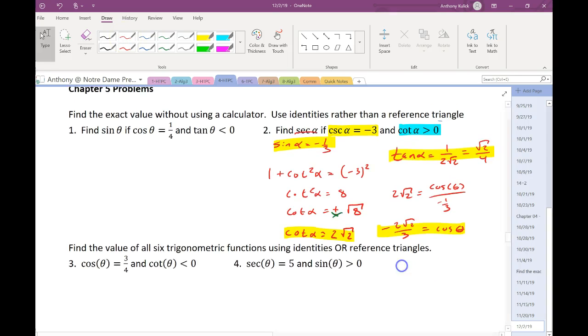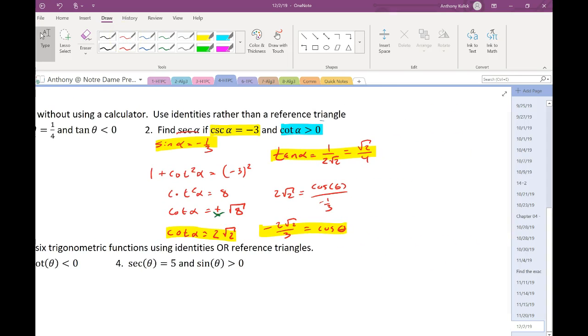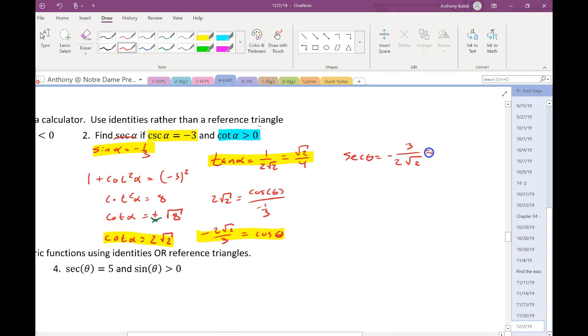Which is the one I still need? Secant. How can I find that? Just the reciprocal of cosine. Do I like that answer? Nope. Let's just rationalize the denominator. And we're done. Got all 6 of them using just identities. Everybody happy there? Is that good review there, Juliana? You're welcome.